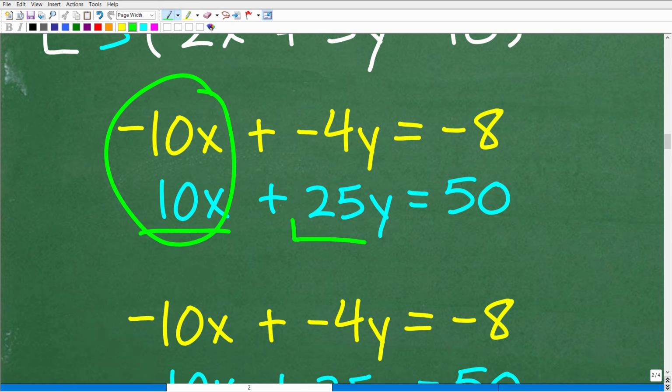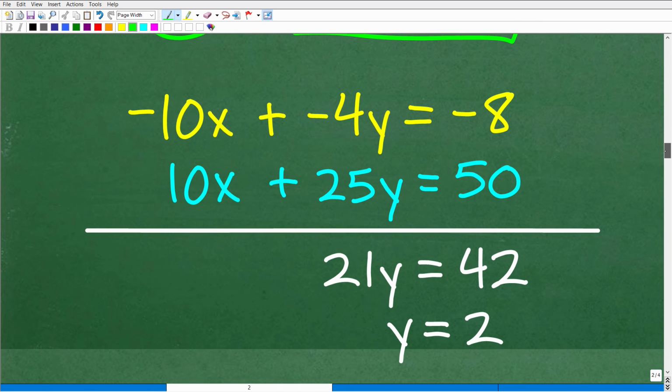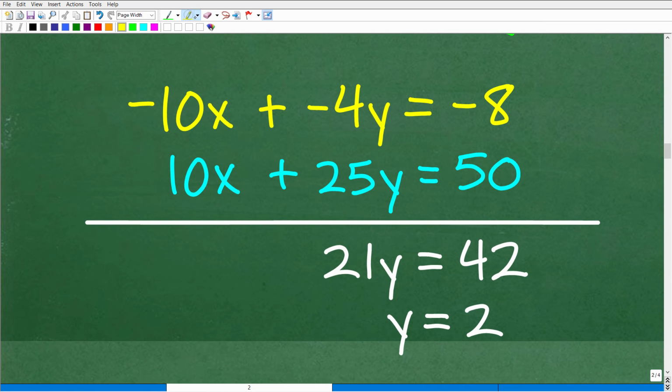And it will just leave me with one equation with the y variable. Okay, so this is the name of the game. So let's go and do that right now. We're going to apply our linear combination. We're going to basically squish these two equations together.